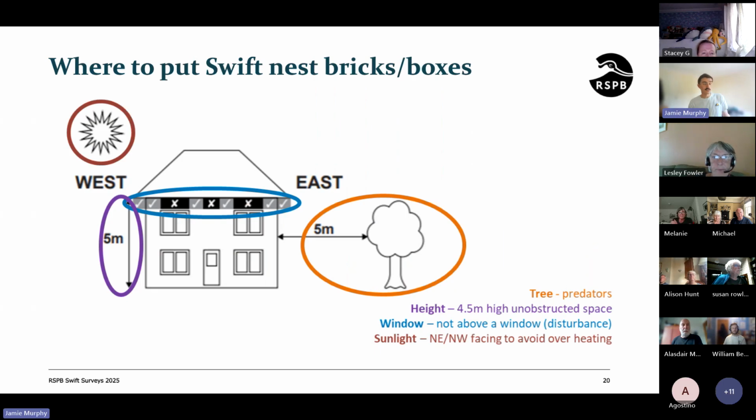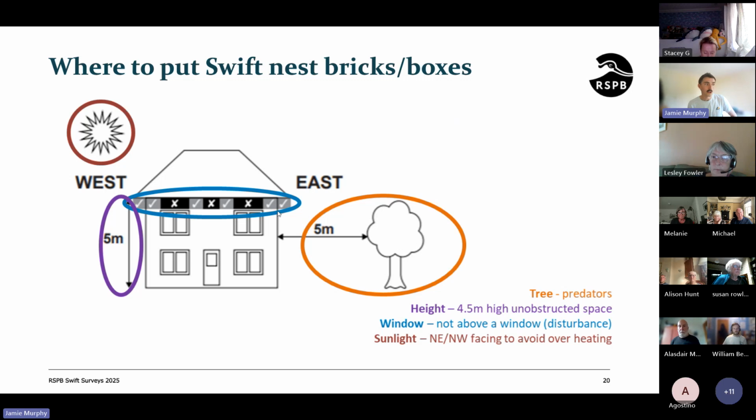So just a little plug for if you're thinking about putting the nest box up, where to put them. Between northwest and northeast is quite important because if they're south facing, they can overheat, which can be an issue for the eggs and the chicks. So anywhere between northwest and northeast is the optimum place to put them.